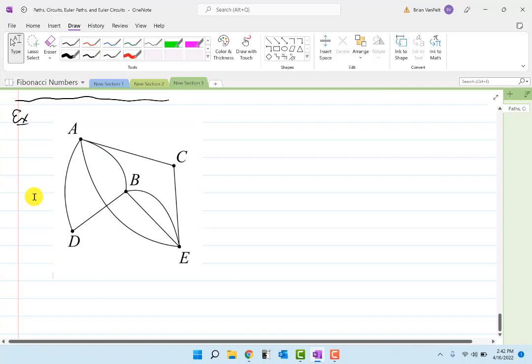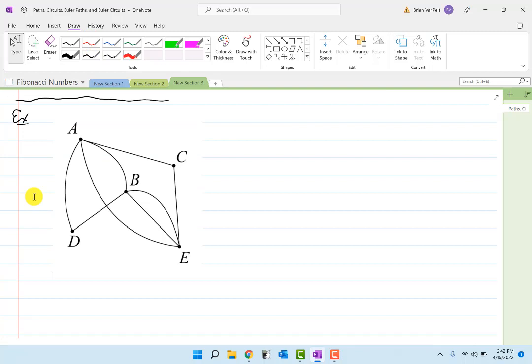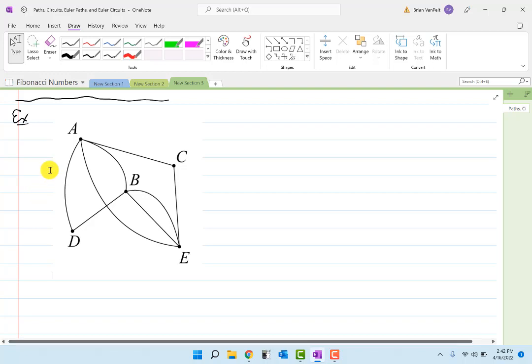Alright, so here's a picture. We're going to try to get an Euler circuit if I can. If not, I'll settle for an Euler path. So let's first of all look at the degree of each of the vertices and see if they're all even. Starting at A, I have 1, 2, 3, 4. Degree of A is 4.